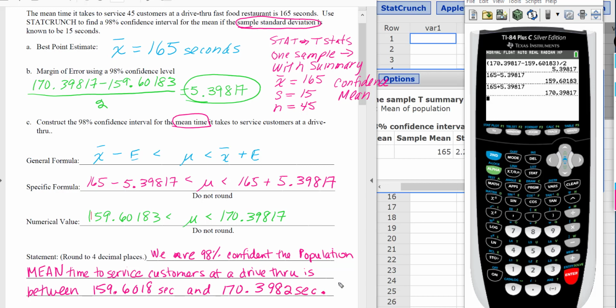So remember, we don't know the actual population mean time, but based on this information, we can predict the mean would be with 98% confidence between those two intervals.